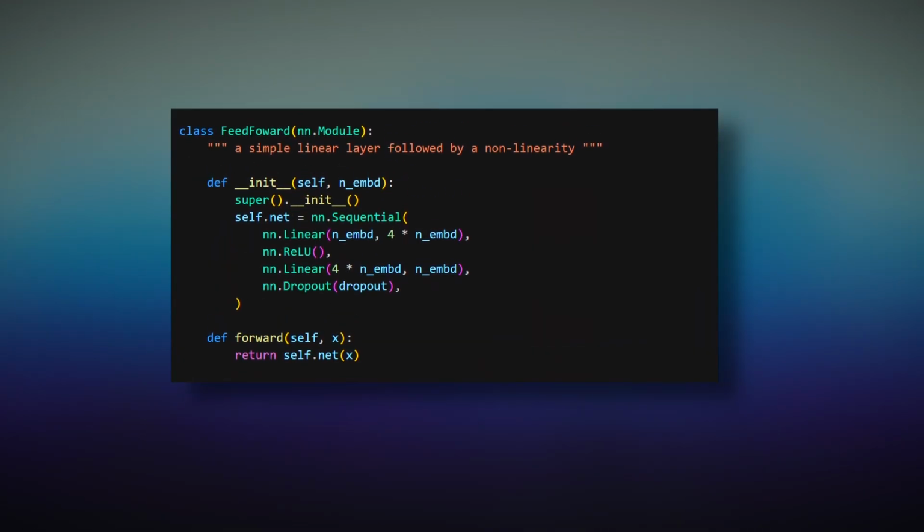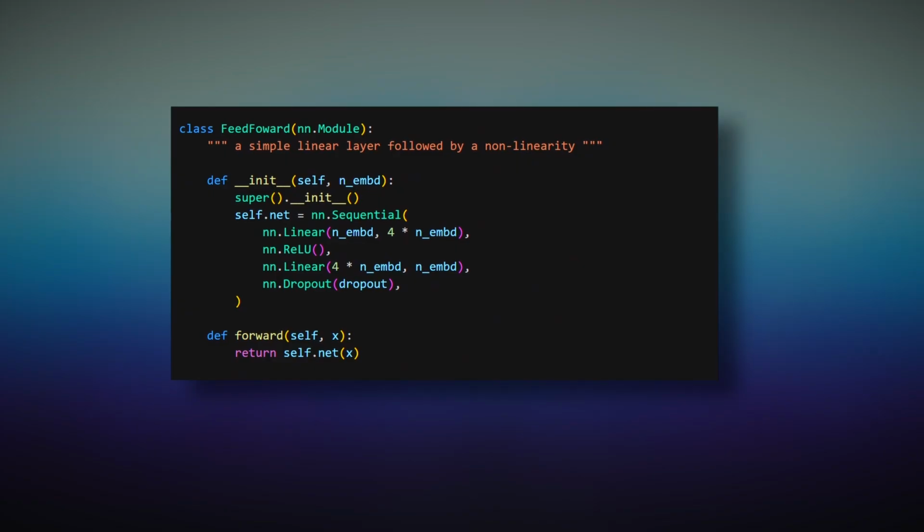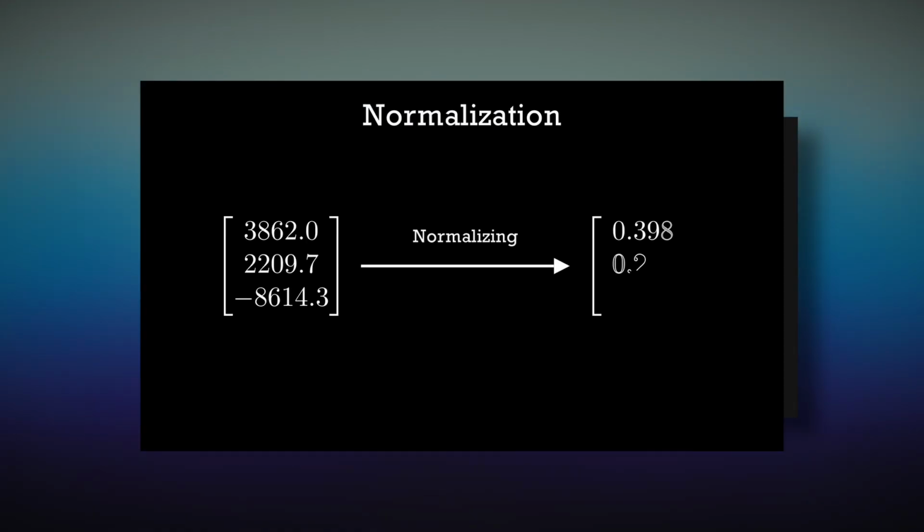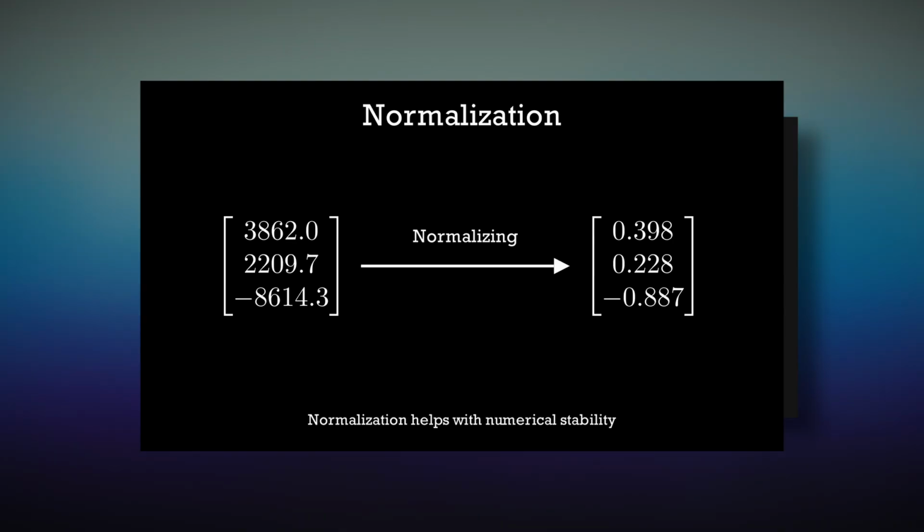Feed forward is just the MLP layer I told you about before. Again, not too much going on here. The block class is the same thing as the layer in our notes. We first apply multi-head attention, then we run the MLPs. Normalization for us basically just makes sure that the word vectors are in a reasonable range.